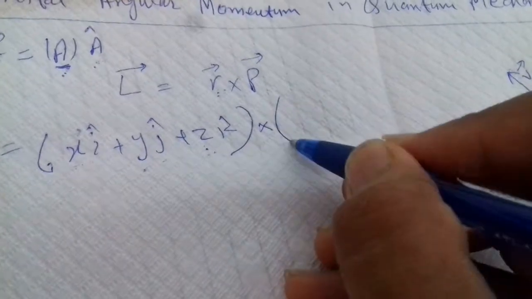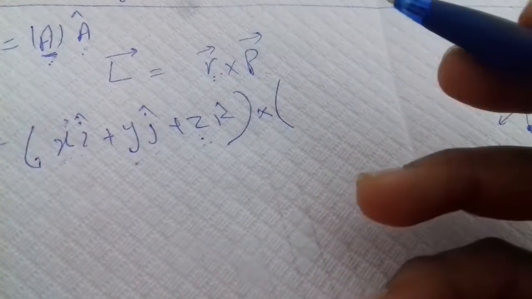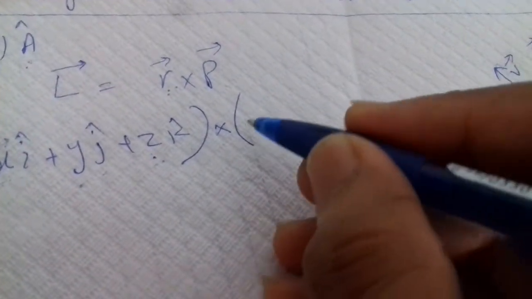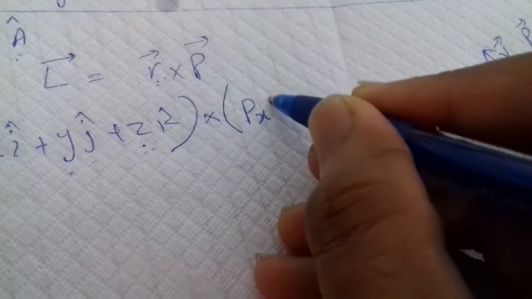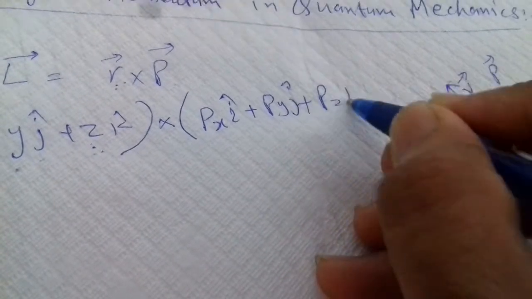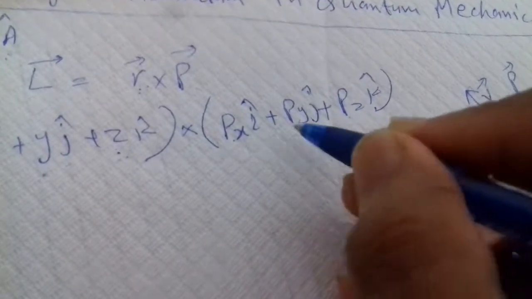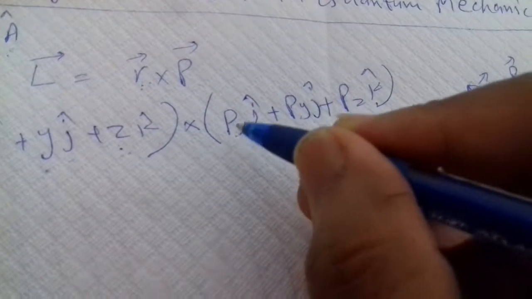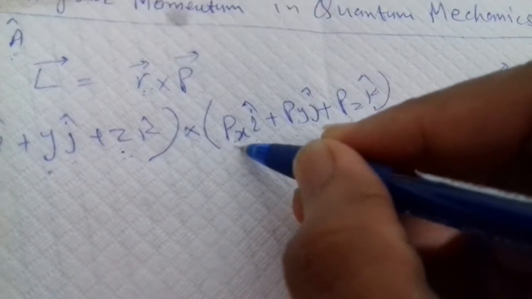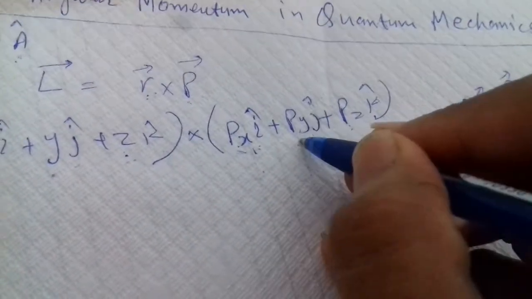Now this is the cross multiplication, and p is the momentum. As I told you before, its direction depends on the direction of the linear velocity. When we represent this momentum in a Cartesian coordinate system, we also write its three components: px i hat plus py j hat plus pz k hat, where px, py and pz represent the momentum along the x, y and z directions. Remember that px is the magnitude and i hat is the direction, so both together represent the component. Not only px is the component; px i hat is the component of linear momentum along the x direction, and the same for py and pz.